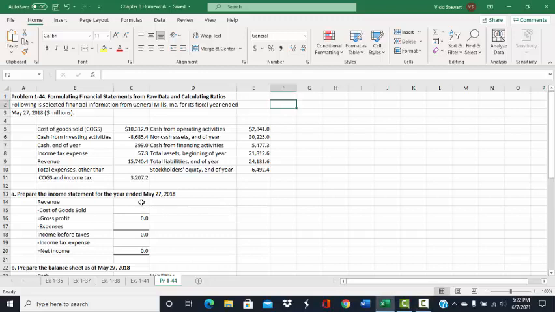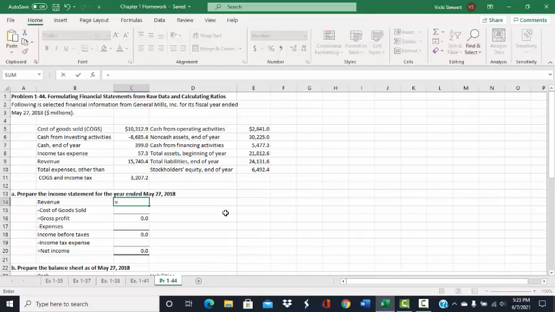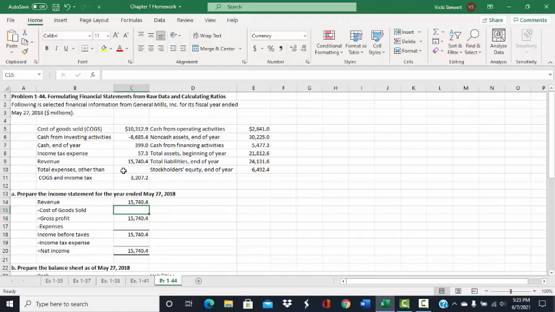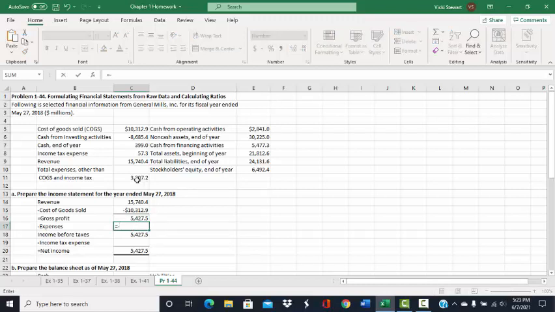So the first thing we're going to do in Part A is to prepare the income statement for the year ended May 27, 2018. So the first thing on the income statement is the revenue. So we're going to copy that information that they gave us. And from revenue, we want to subtract our cost of goods sold. Now that will give us our gross profit. From gross profit, we are going to subtract our expenses that do not include cost of goods sold or income tax. So it's this amount here.